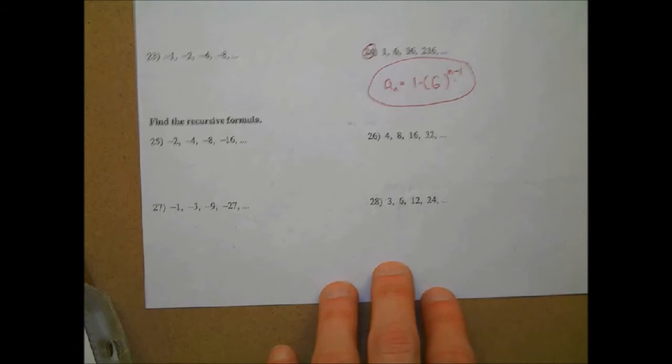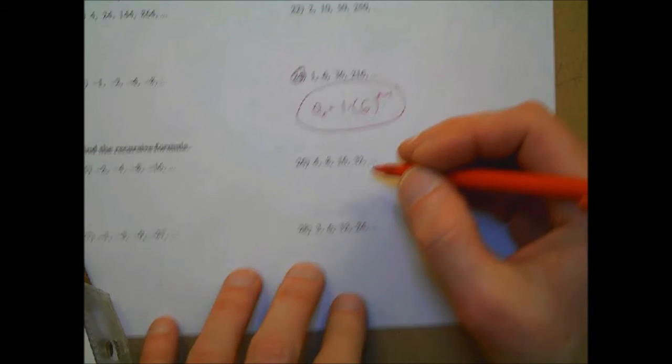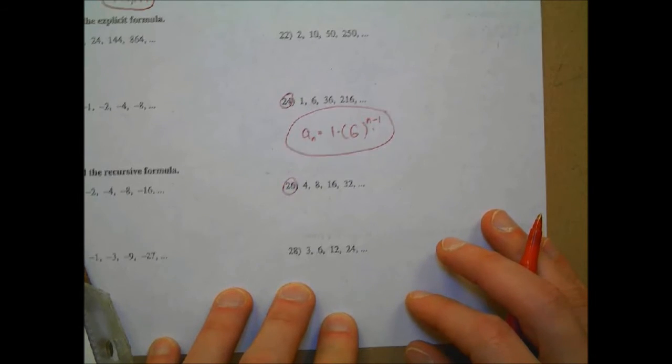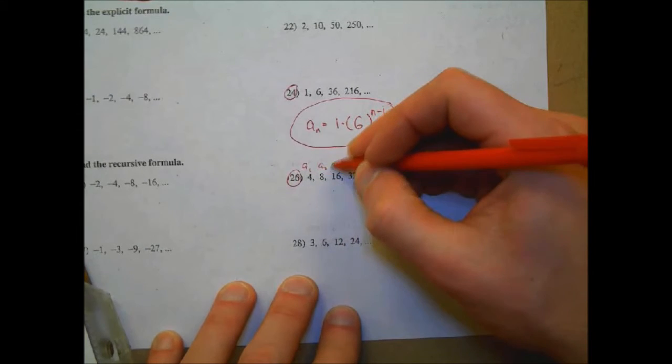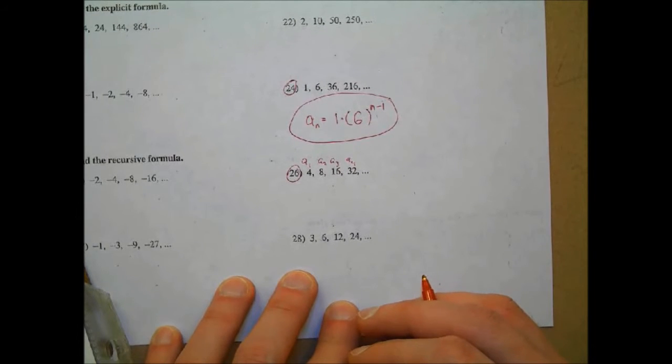What do you want to do? 25, 26, 27, or 28? Pick one. I heard 26 first. All right, quick draw on the 26. So again, this is a sub 1, a sub 2, a sub 3, a sub 4, like that. We keep going.